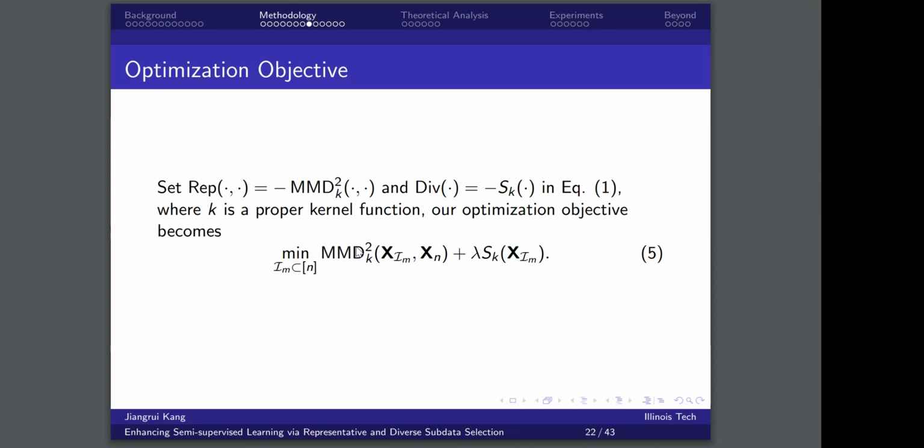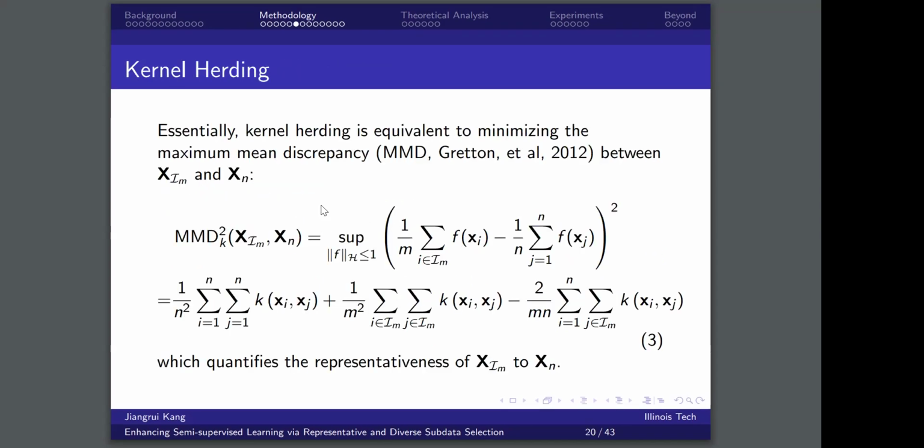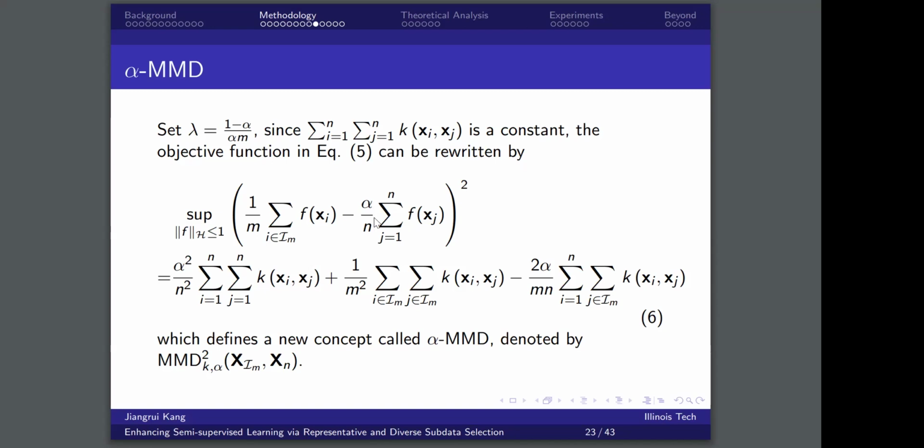It's naive, but it has strong power. If we set lambda to be (1 minus alpha) over alpha m, the objective function can be rewritten like this. It may remind you of the definition of maximum mean discrepancy, which is here. The only difference is that it uses alpha to replace 1. So it's kind of like a weighted average, right? That defines a new concept called alpha-MMD, denoted by this, MMD squared with K and alpha. And that still looks ugly.